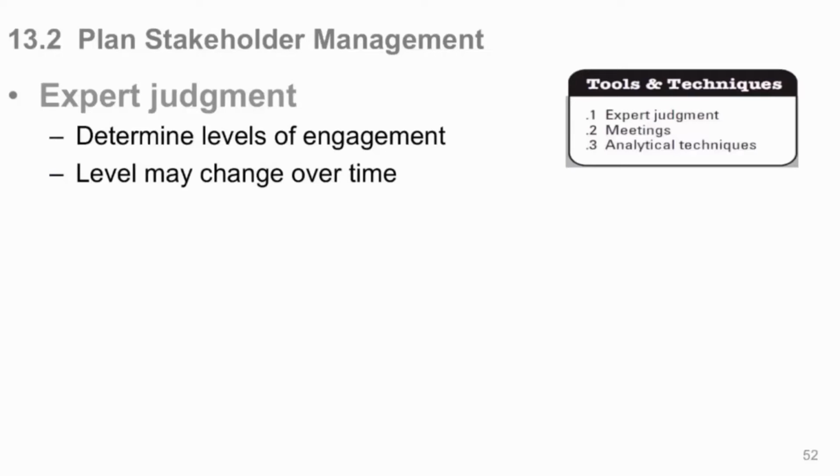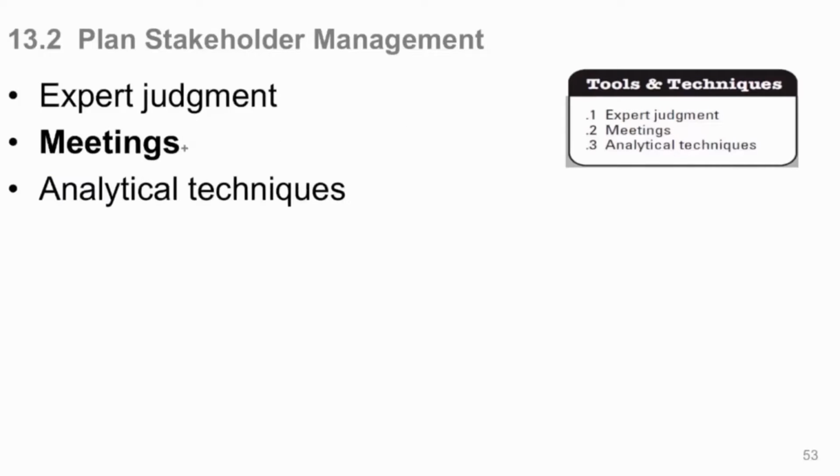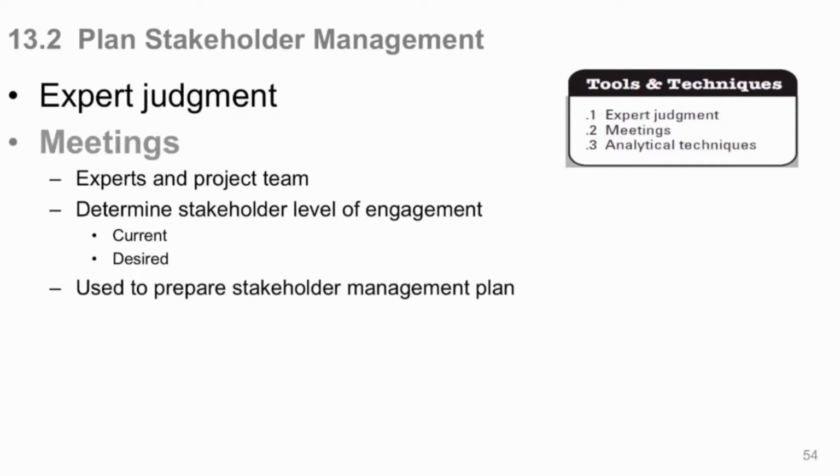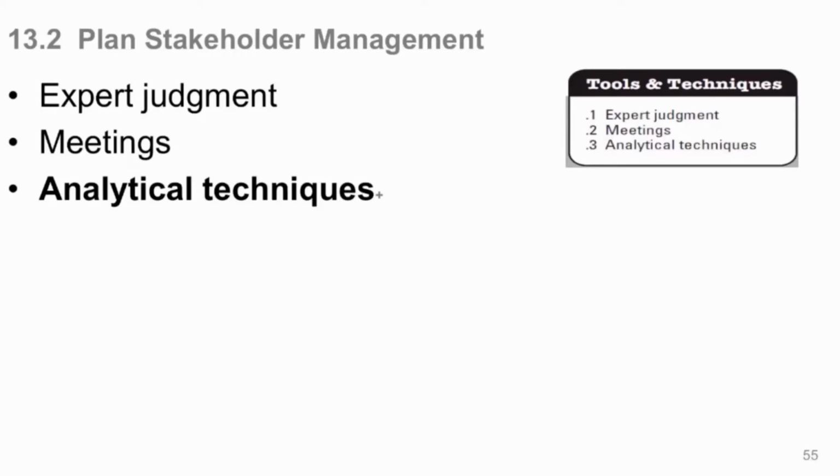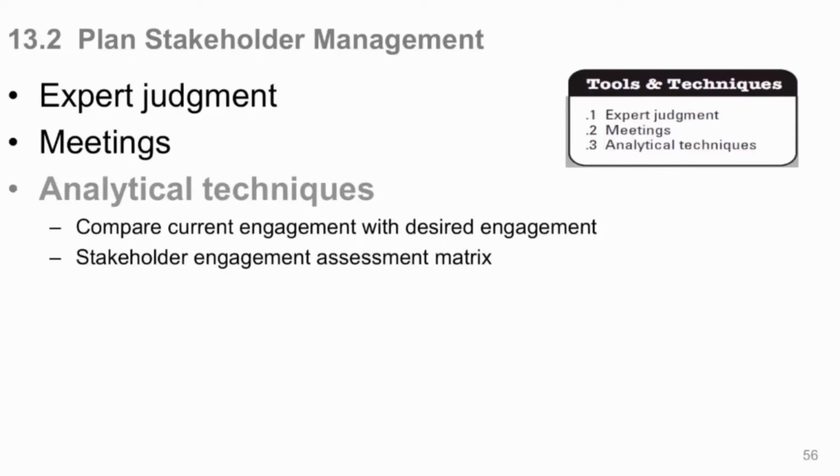Level may change over time. You're going to have meetings with your experts and your project team to help you determine these levels of engagement, the current ones and the desired, resistor to neutral at least, or resistor to a supporter, better, and you use this to prepare your plan. Analytical techniques you could use at this point: compare the current engagement with the desired, analyze those things, see what can we do about it, and the stakeholder assessment matrix, which is that part of the stakeholder register that we saw.